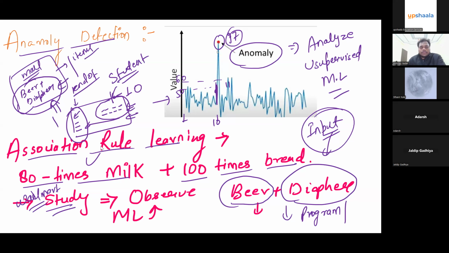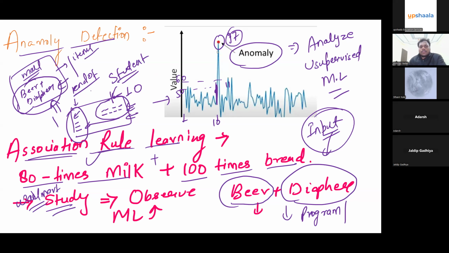In this case, placing of items is also important in addition to association. Where exactly items are placed in the shop, that is also important. But association rule learning is more concerned with the clubbing of two parameters or two items.